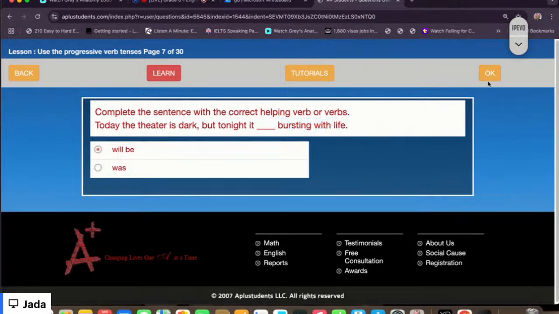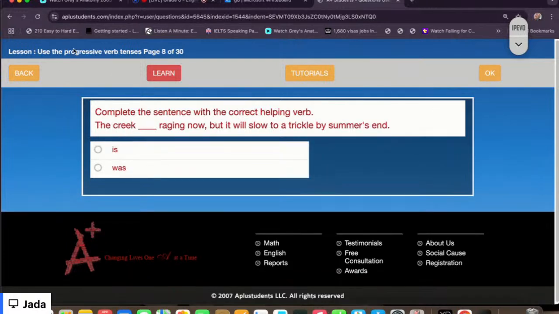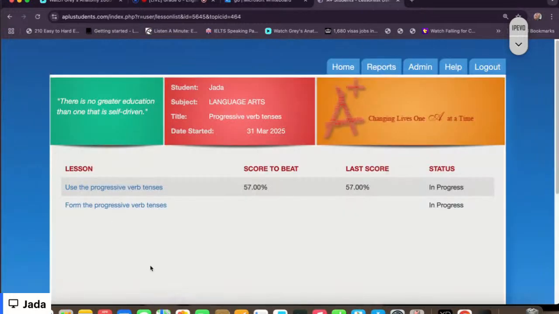So it will be busting with life. All right. So that's it for this first lesson, which is use the progressive verb tense. You can go on to do this if you haven't done it before. We'll move on to the next lesson, which is form the progressive verb tense.